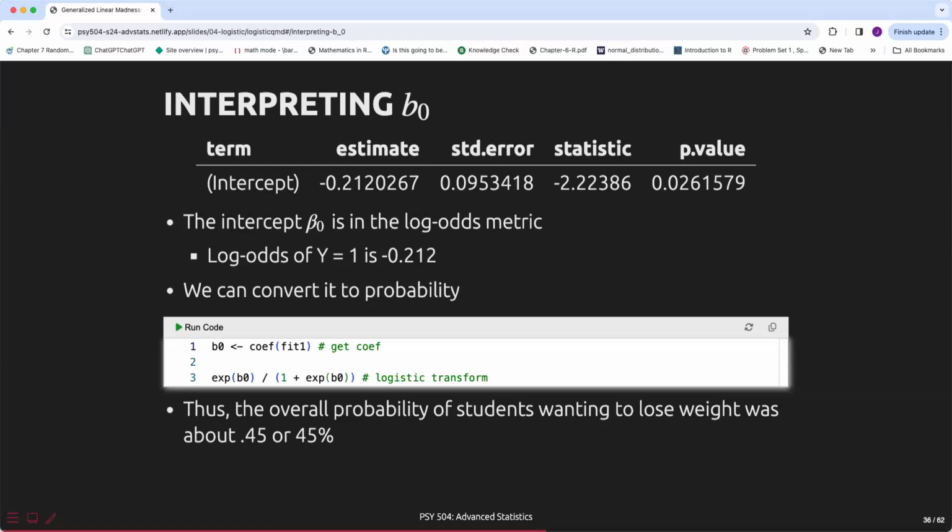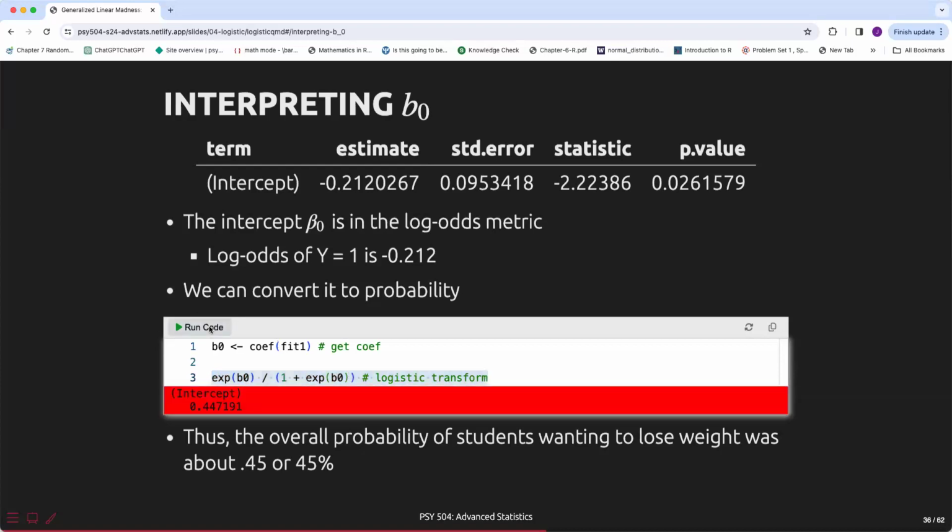But the log odds are kind of hard to interpret, right? So we can actually take this and convert it into a probability. We can do that by using this logistic transform that I talked about, which is just the exponent of B0 divided by 1 plus the exponent of B0. And we get a value of 0.45.